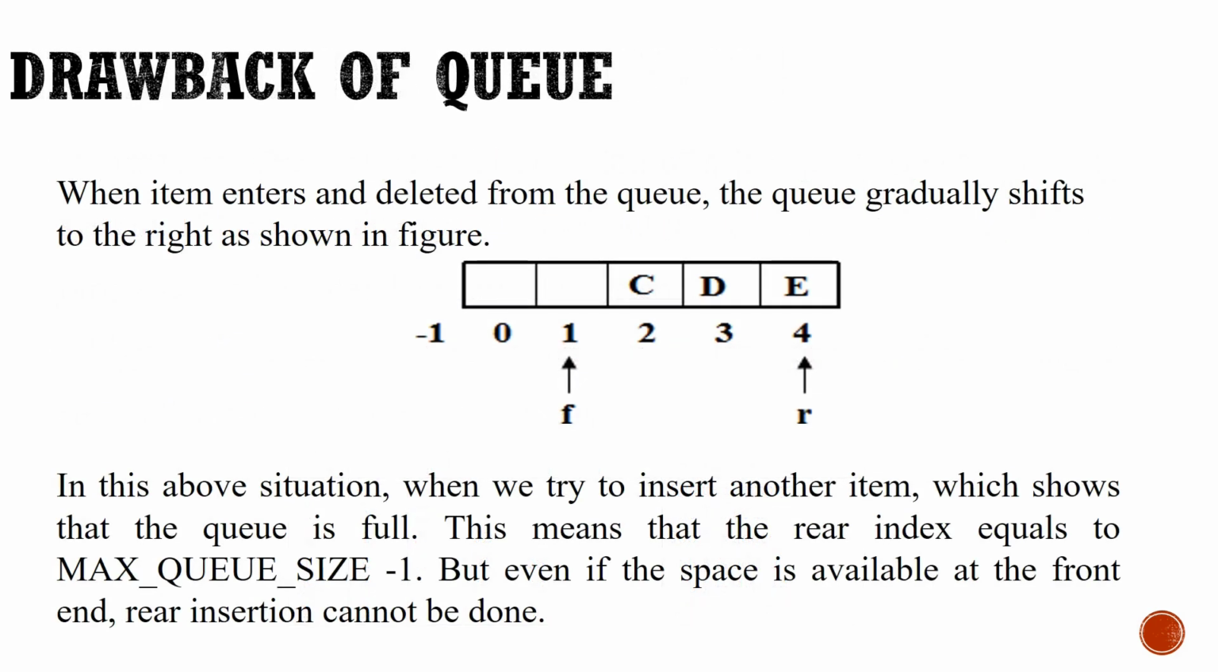Now, let us see the drawback of the queue. If you look at the scenario present over here, what is the current scenario? We have a predefined queue of size 5, which can store 5 elements. Initially I inserted A, so rear will be equal to 0 and front equal to -1. I inserted B, then I inserted C, then D, then E. Now rear is at the value 4.